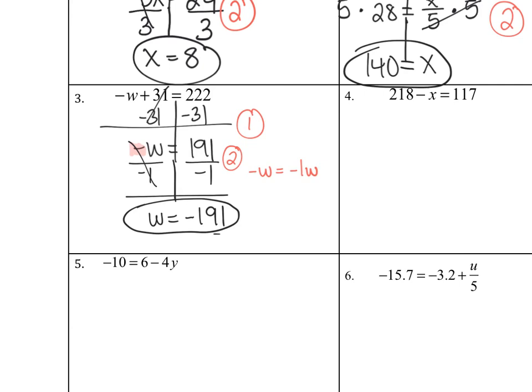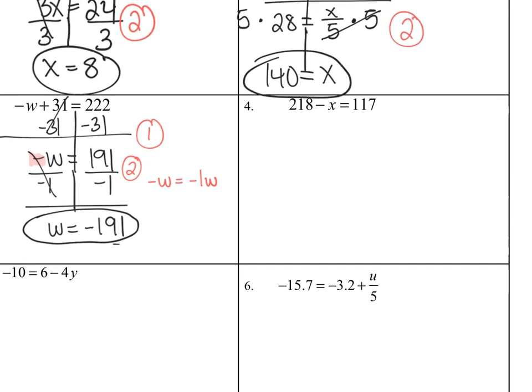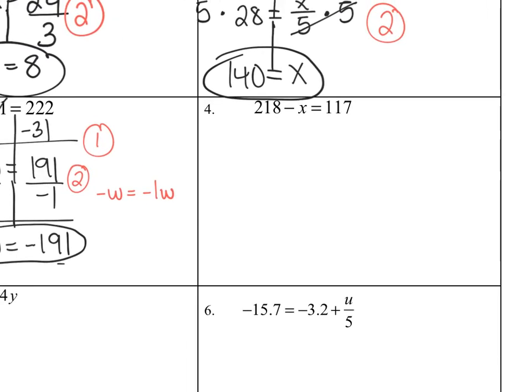In number 4, similar to number 3, we have 218 minus x is equal to 117. So the first step is to get rid of the adding or subtracting. Now 218 is by itself and is currently positive. So if I want to move it onto the other side, I have to subtract it, because that is going to make it 0. So if I subtract 218 from both sides, I now have negative x, keep that negative sign with the x, equals 117 minus 218, which is negative 101.